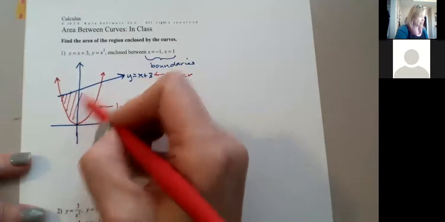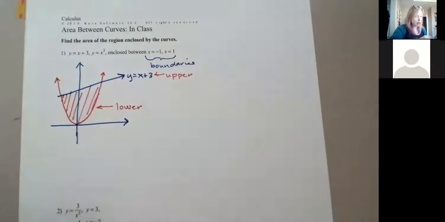This right here is the area that I'm trying to find. Oh, but wait, I don't want all of that area because I have those boundaries. So here's my negative 1, x equals negative 1, which gives me a boundary right here.